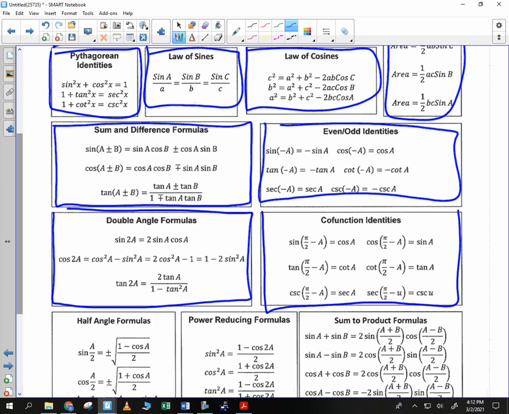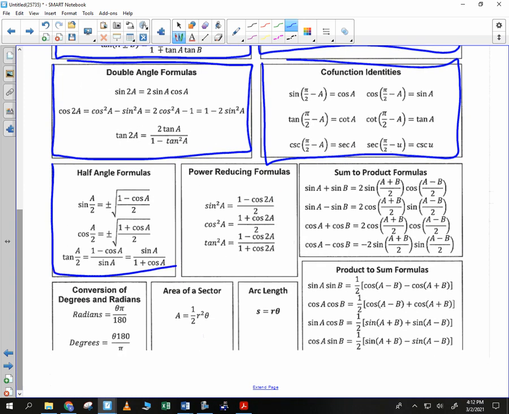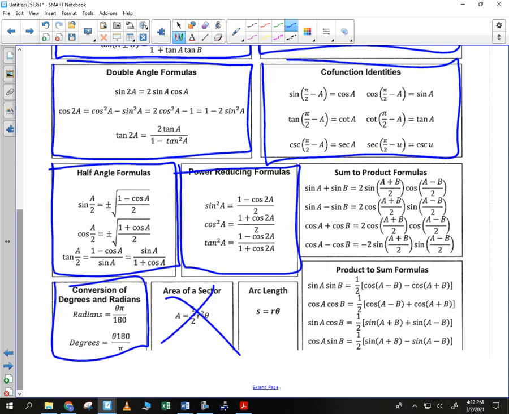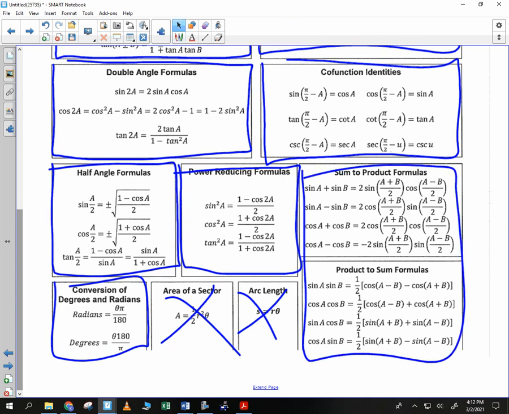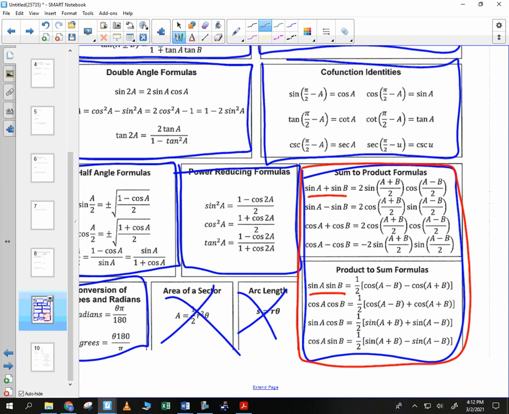We actually proved these. We did half angle formulas, that was your last video. Power reducing, we did that one in class. Conversion degrees to radians, we never did these. But today we're going to live here, okay? So I'm going to box this in red. Sum to product, product to sum. So how can we take the sum and write it as a product, or how can we take a product and write it as a sum or difference? So let's go to work here.